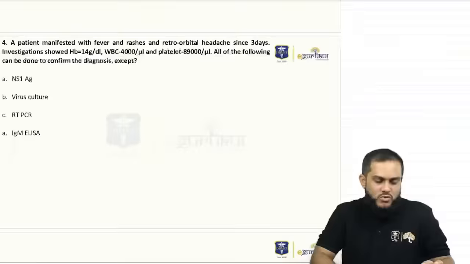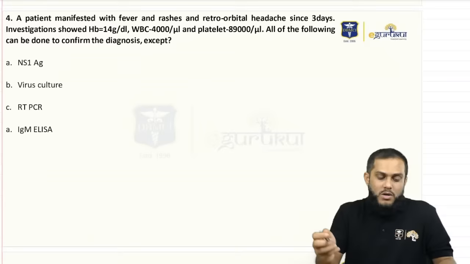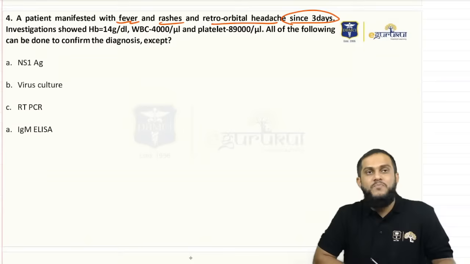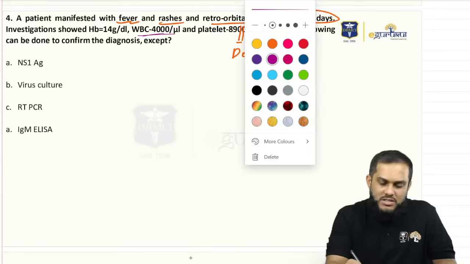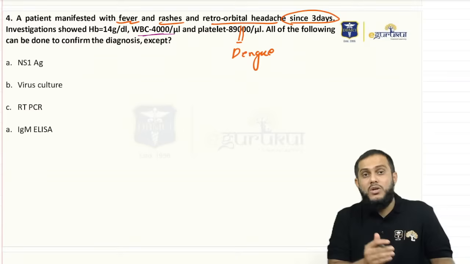Moving on to the next question. A patient manifested with fever, rashes and retroorbital headache since 3 days. Retroorbital headache is a characteristic feature of dengue. Clinically, we can say it is dengue. Investigations showed hemoglobin 14, WBC 4000, towards the lower side. Always remember, in viral infection, WBCs are towards the lower side. And platelet count is less than 1 lakh.